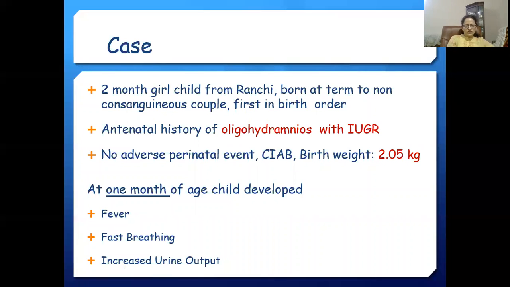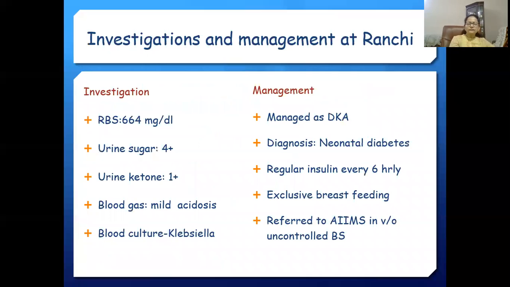At 1 month of age, this baby developed fever, fast breathing, and increased urine output. On investigation at Ranchi, she was found to have a blood sugar of 664 milligram per DL, urine sugar of 4 plus, urine ketone 1 plus, blood gas showed mild acidosis, and blood culture showed Klebsiella. She was managed as diabetic ketoacidosis. A diagnosis of neonatal diabetes was made, and she was started on insulin and was advised exclusive breastfeeding. However, as we all know, it's not easy to manage these babies on insulin, and there are episodes of hyper and hypoglycemia.